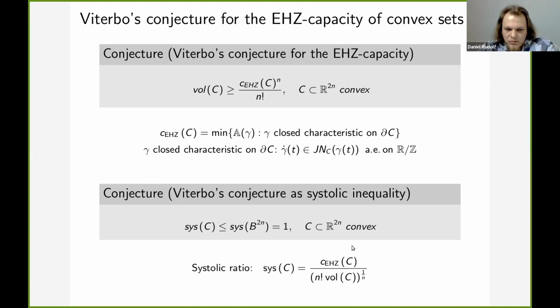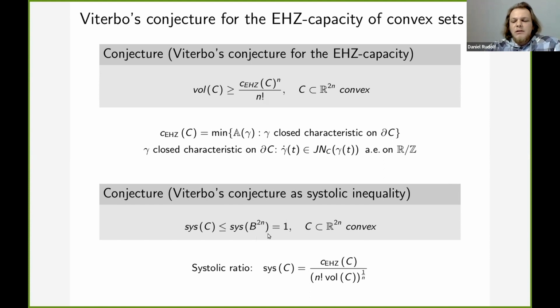If we introduce a systolic ratio, then one can reformulate Viterbo's conjecture as a systolic inequality, which says that the Euclidean ball is the convex set which maximizes the systolic ratio. Part of this conjecture is that every other maximizer of the systolic ratio is symplectomorphic to the Euclidean ball. In other words, Viterbo's conjecture says that among the convex sets of fixed volume, the symplectic capacity is maximized for the Euclidean ball, and every other maximizer is symplectomorphic to the ball.